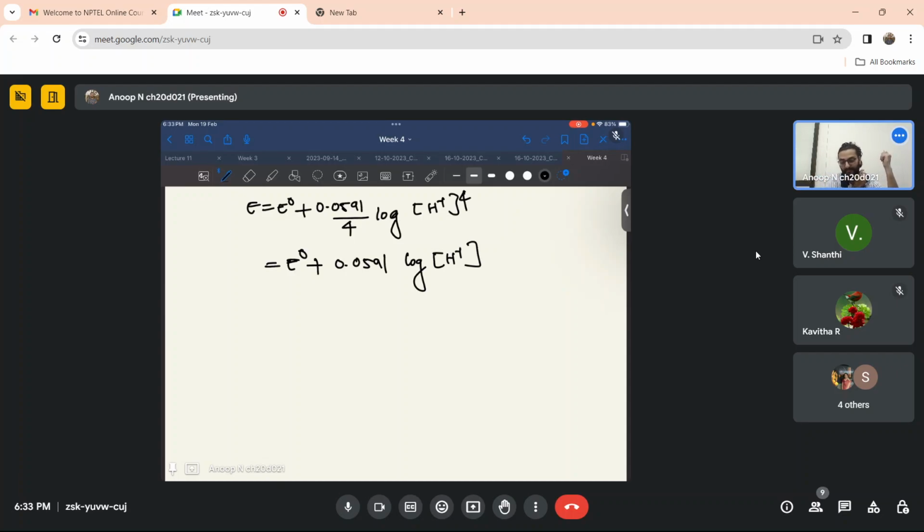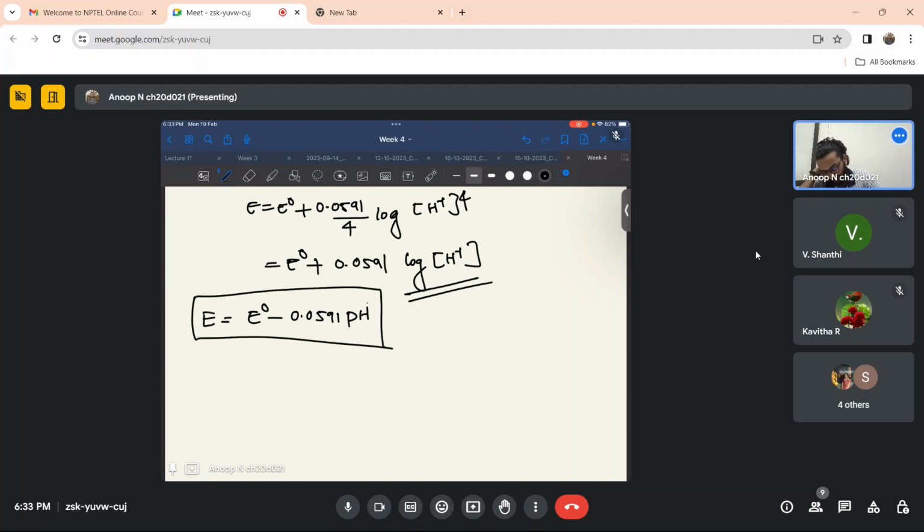Is it fine? So what is log H plus concentration? It is nothing but pH, so we can write E is equal to E0 minus 0.0591 pH.